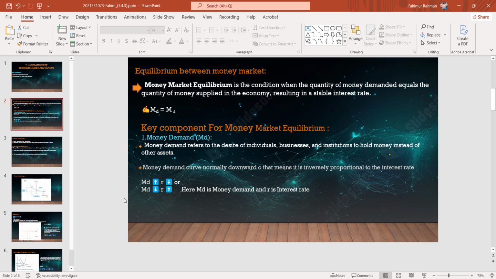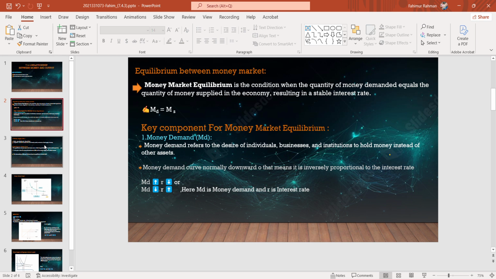The next relation is vice versa. If R is high, then MD is low. How? If R is high, that means the interest rate is higher, and the opportunity cost of holding money is also higher. Thus, people tend to hold less money, so the quantity of money demanded will be lower. That's why if R is high, then MD is also low.